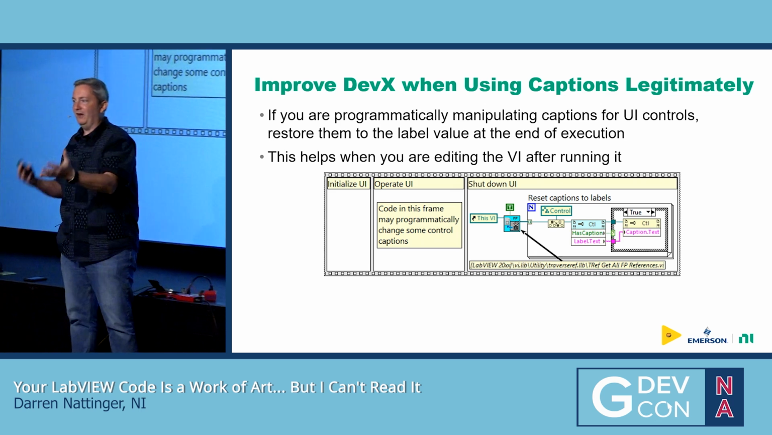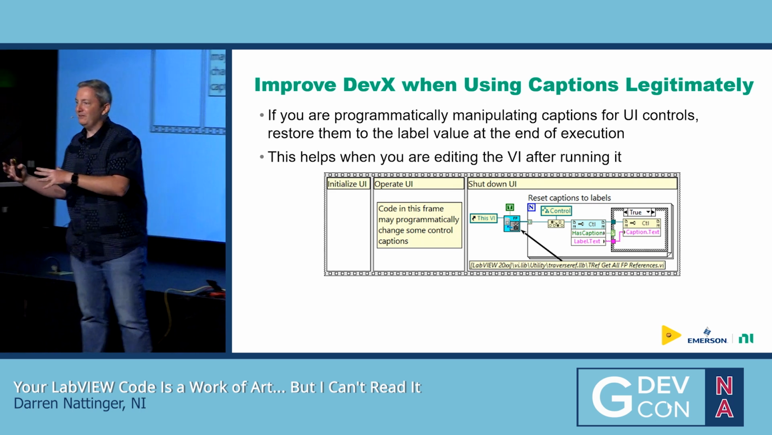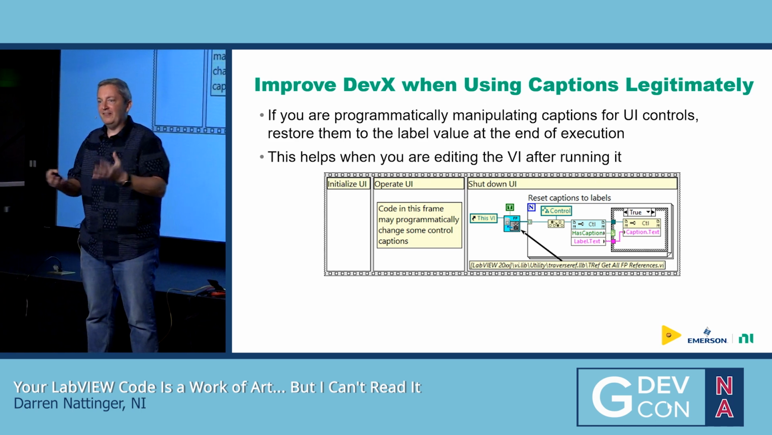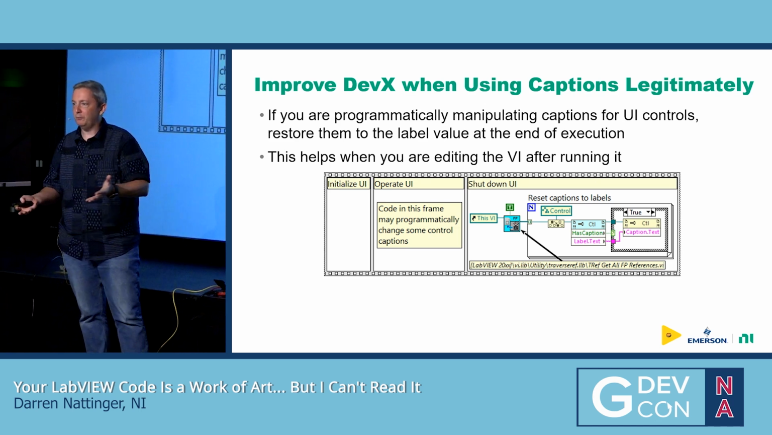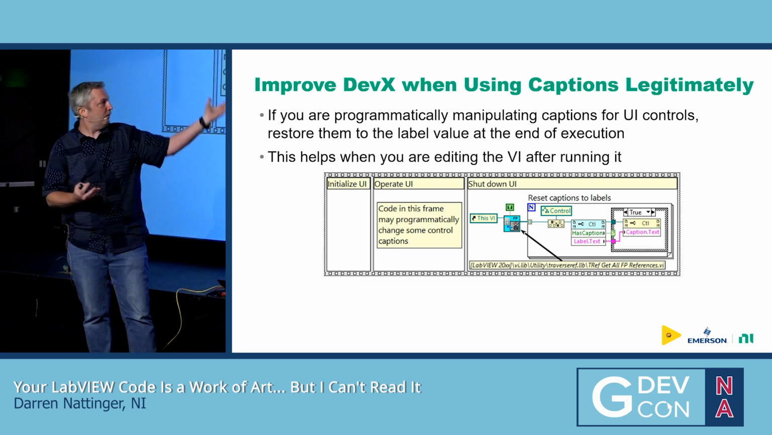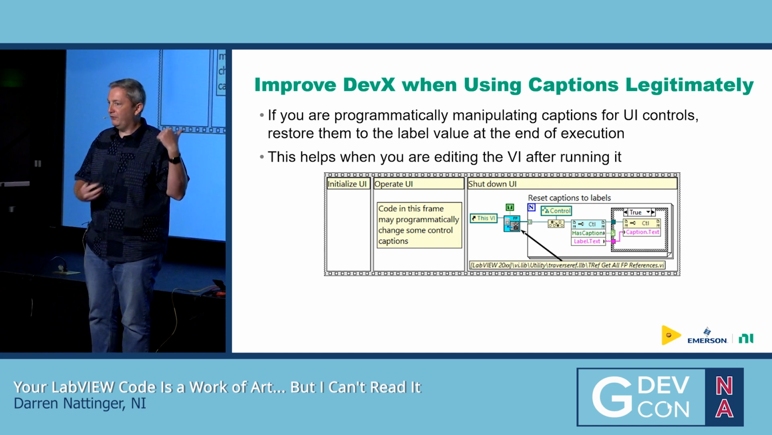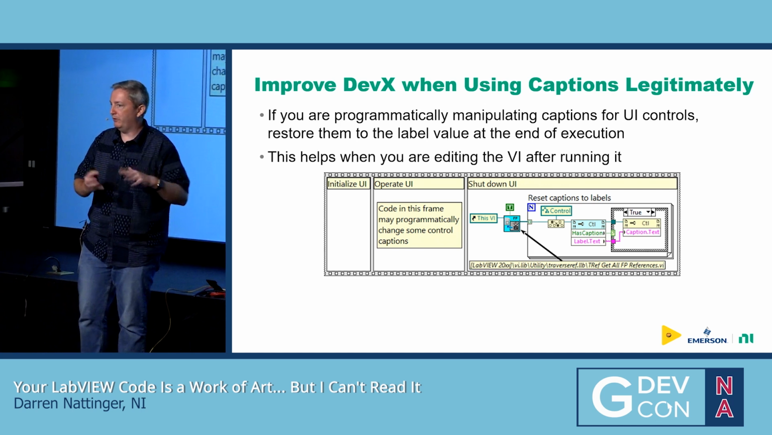But for you as the developer, if that code is left in the state where whatever the last caption you assign to it on the front panel, that's what you see, that can hinder the readability when you're working with the block diagram. So if you write some code that looks like this whenever you're modifying the captions programmatically, this will just set them all back to match the labels when the code is done running.